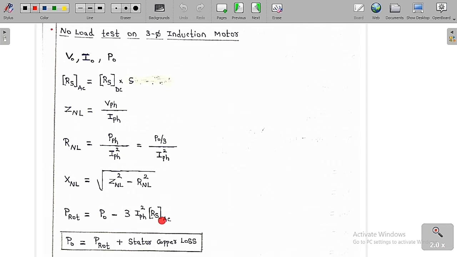This is called the armature resistance. For the AC value we have to take the armature resistance, because in the windings it is an AC current, so we have to take the corresponding AC resistance only. So RS is always equal to RA. You can write armature resistance RA or RS; you can take either. RS is called stator resistance or armature resistance.